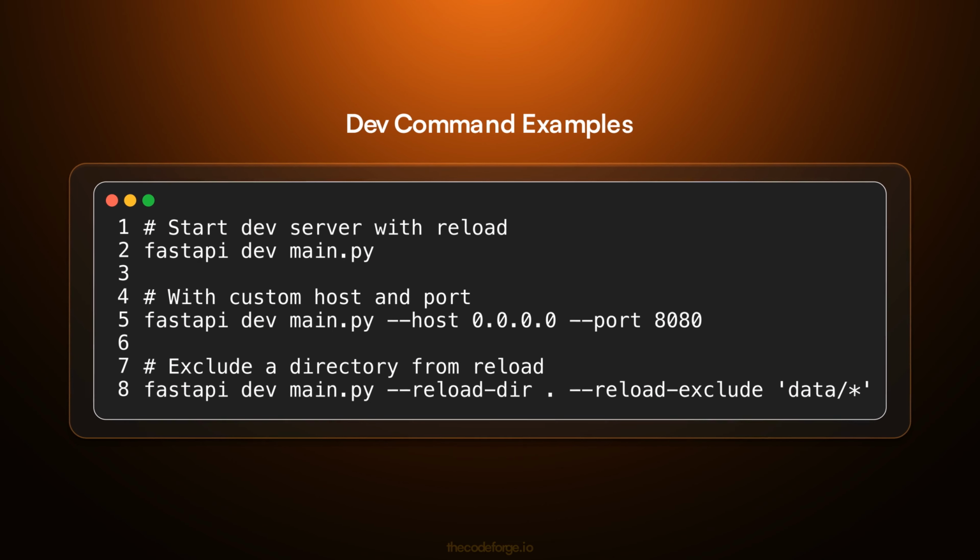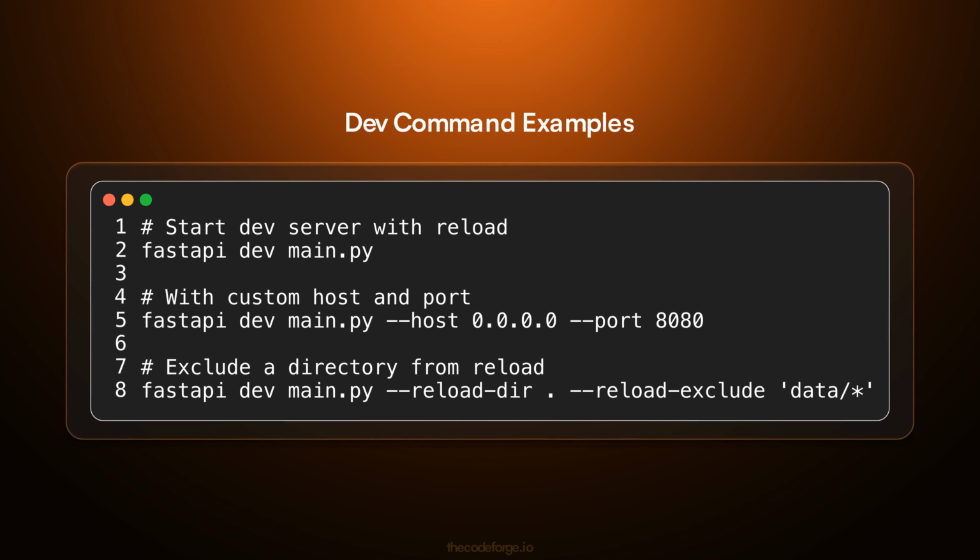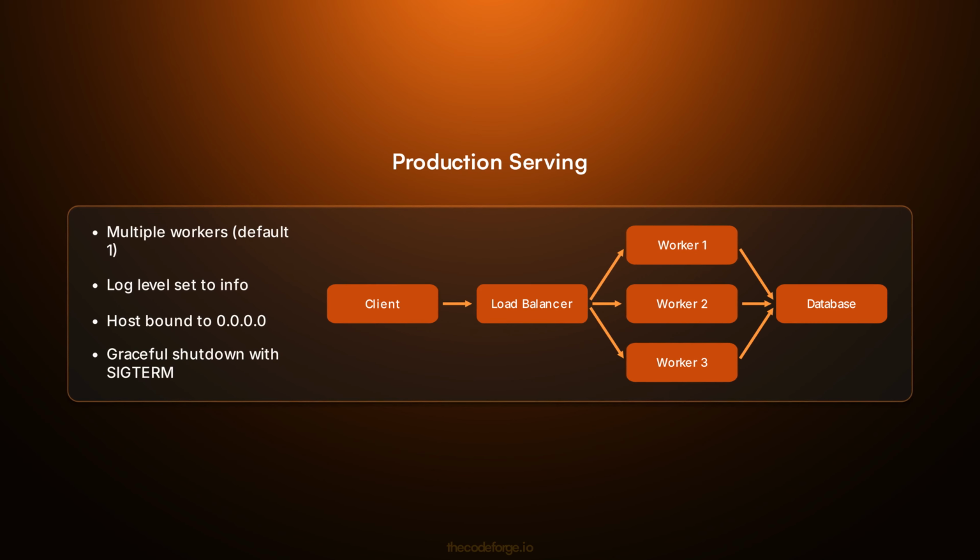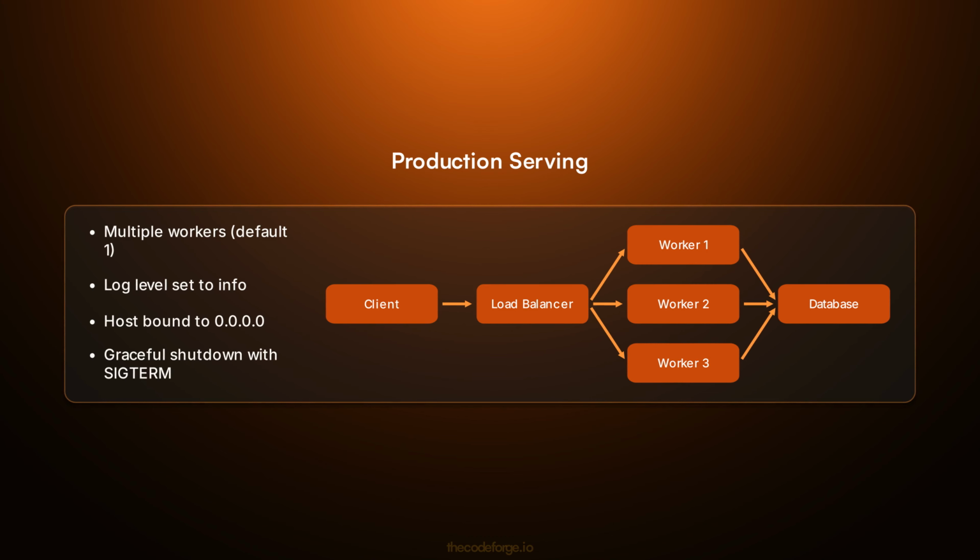Here are common dev command variations. You can specify host and port and exclude directories from reload to reduce watcher overhead. For production, use fastapi run. It gives you multiple workers, log-level info, host bound to 0.0.0.0, and graceful shutdown. Workers finish current requests before dying when you send SIGTERM.